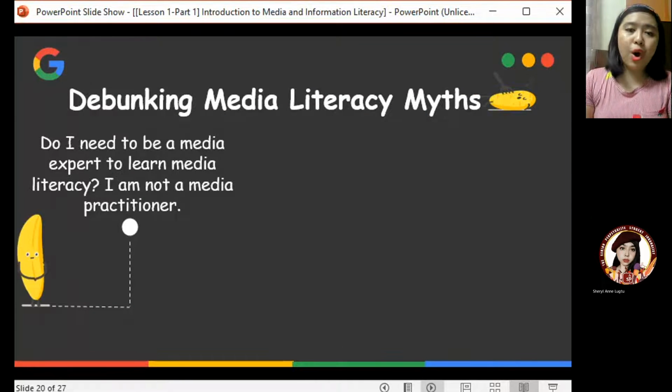Now that we know these laws and we have defined all the terms, let us debunk media literacy myths. These are the things that are not actually true about media, but something that we believe in. I don't know if you're actually guilty of this. Okay? Let's see. First, do I need to be a media expert to learn media literacy?